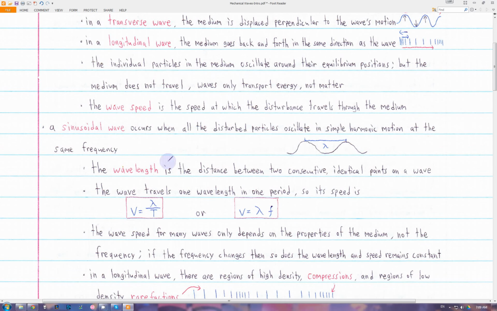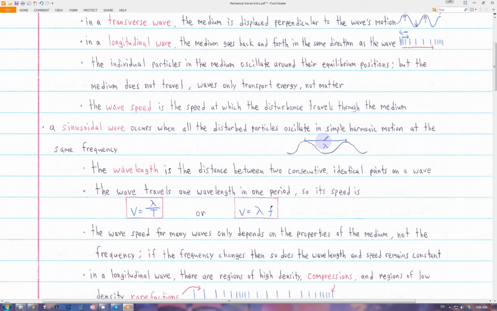And so the wavelength in a wave is the distance between two consecutive points that are identical. So we can have the distance between two crests, which are the peaks of a transverse wave, or two troughs, which are the bottom points in a transverse wave. And so in one period of the particle's oscillations, the whole wave travels one wavelength.